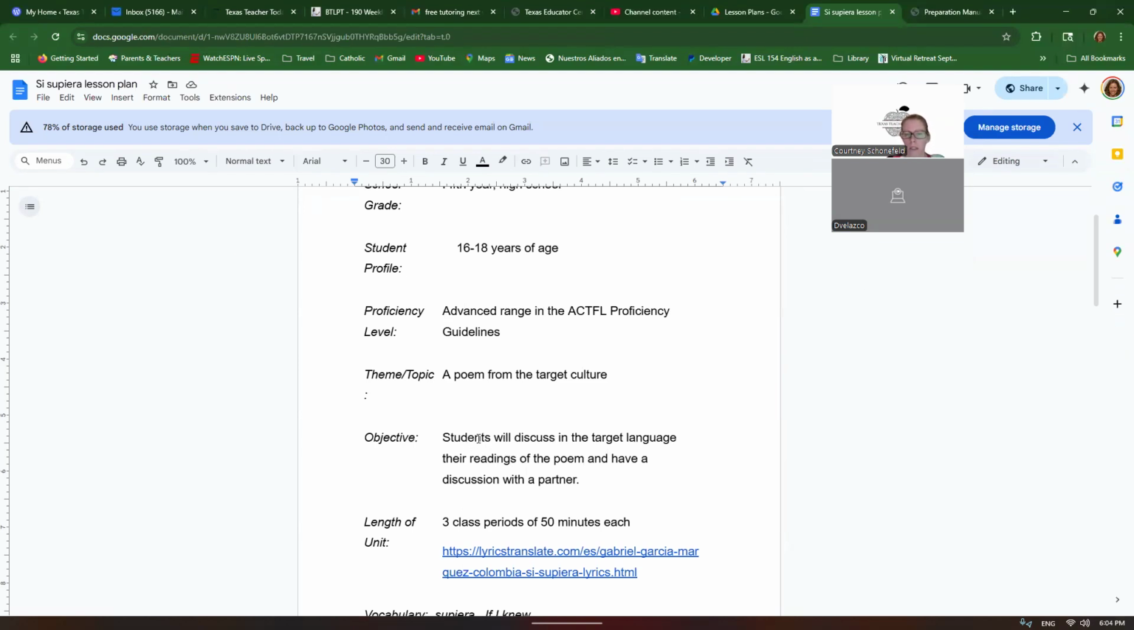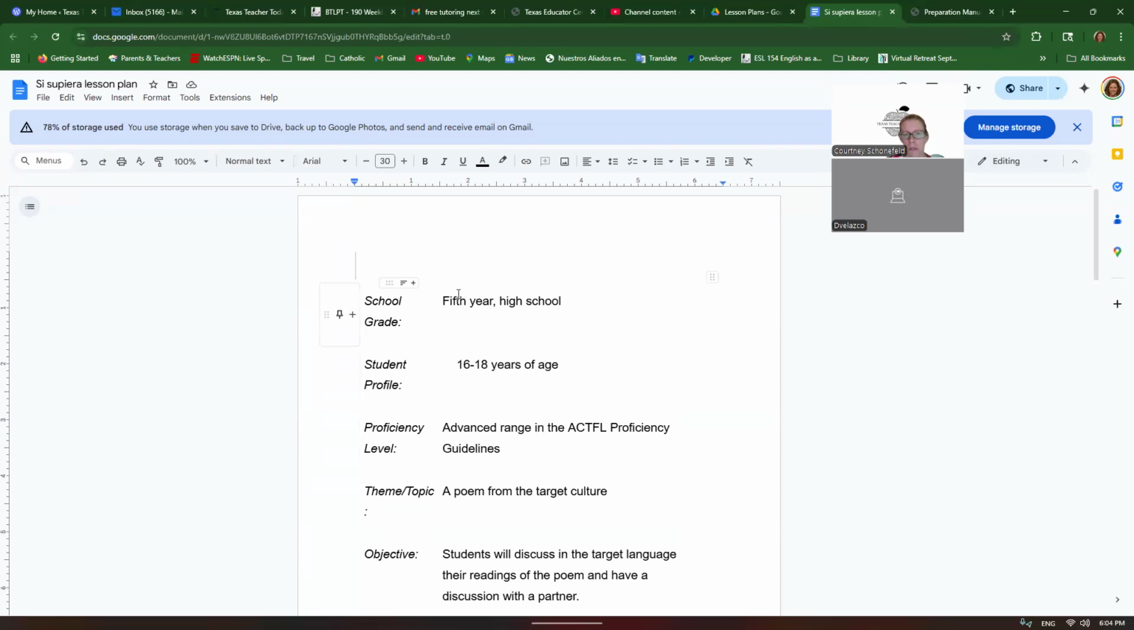So here, this objective is students will discuss in the target language their readings of the poem and have a discussion with a partner. But maybe yours says they do presentational communication, right? So yours has to be different. This is given to you. The school grade, 5th year high school. The student profile, 16 to 18 years of age, that's given to you. The proficiency level is also given to you, advanced range.